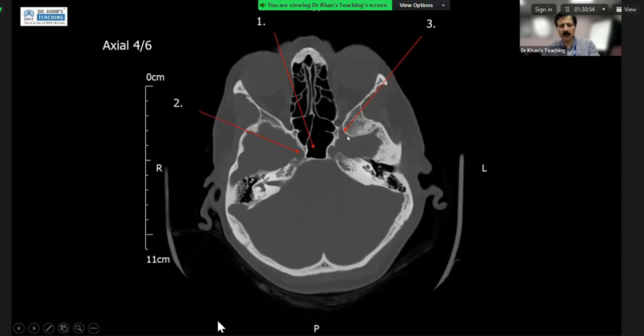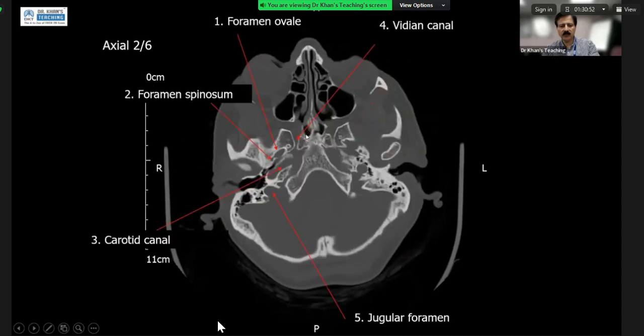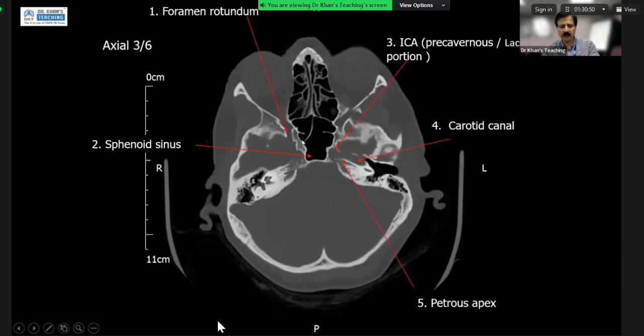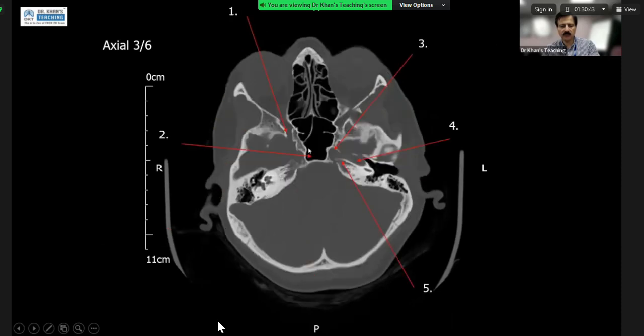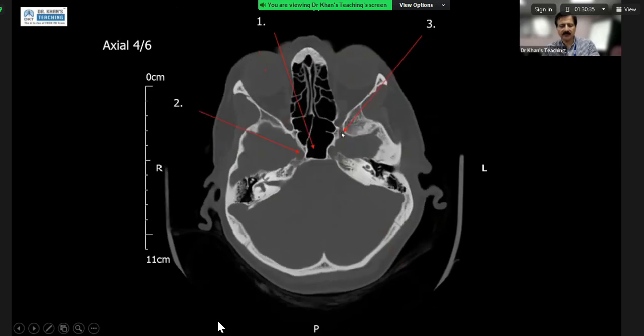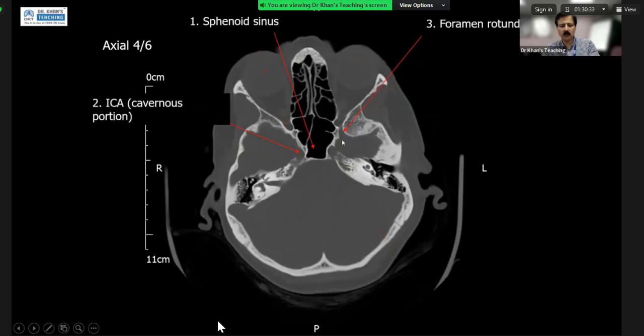So I go back, that Vidian will be inferior. This is Vidian, inferior to the sphenoid sinus. And rotundum lateral. So on this side, because of asymmetry, it is visible. And next slice, it is visible on this side.